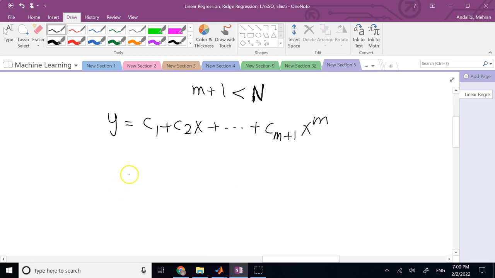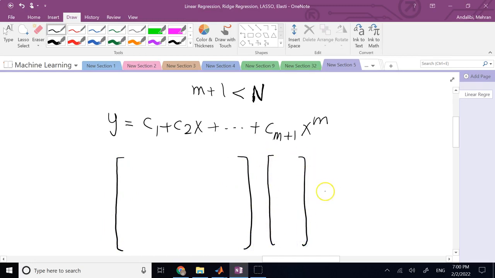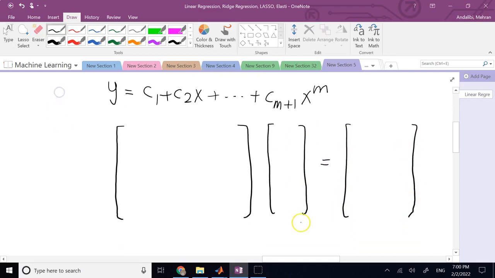So in this case, you will have a coefficient matrix, an unknown vector, and a right-hand side, where here, this is like m plus 1.